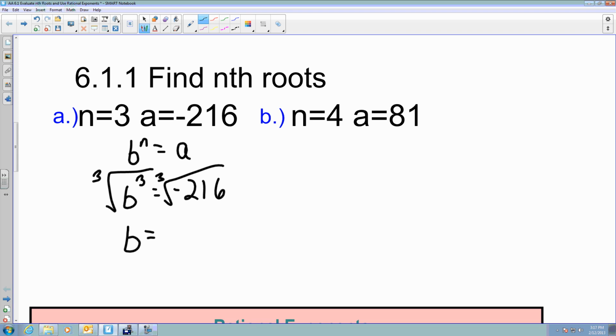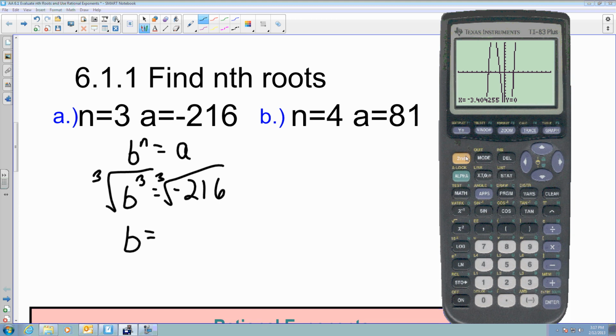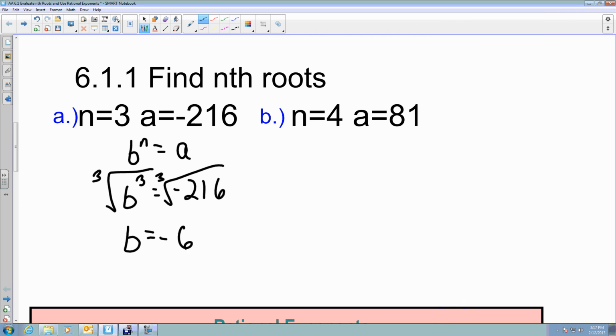And the third root of negative 216, if you were to punch this into your calculator, would look something like this. Negative 216 to the, now if I'm looking for the third root, you're going to use the fraction 1 divided by 3. And it equals negative 6. Okay? So for b, same thing applies.